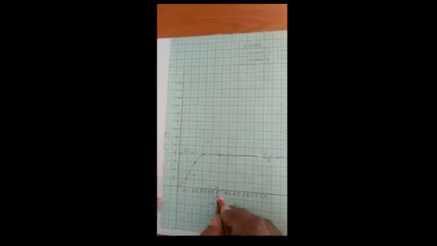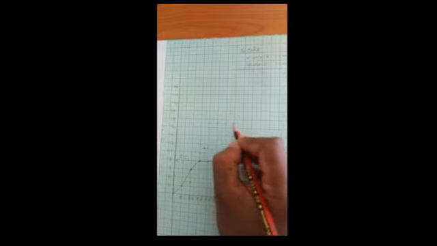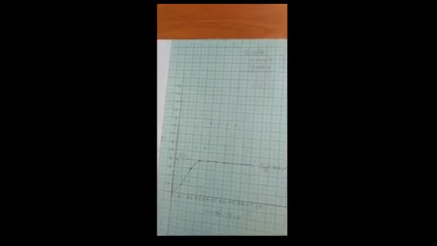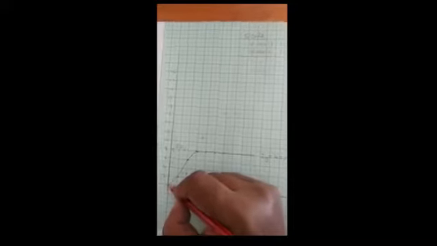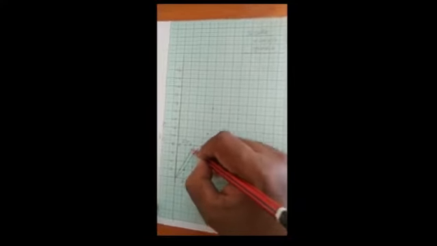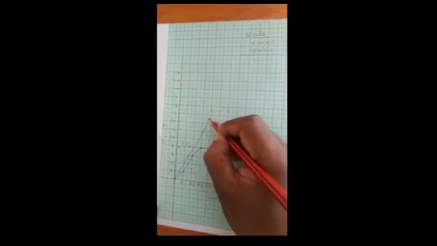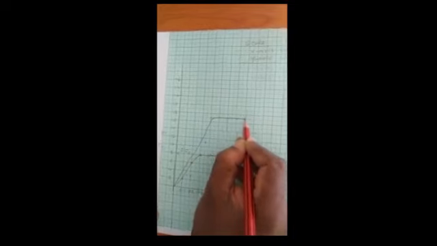Then for 0.5 it is 17 only, 0.8 also 17, 0.9 also 17. Now you have to join the points and draw the characteristics like this. Slowly go like this, and then we are going to get the points.